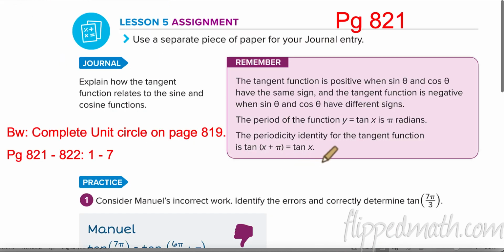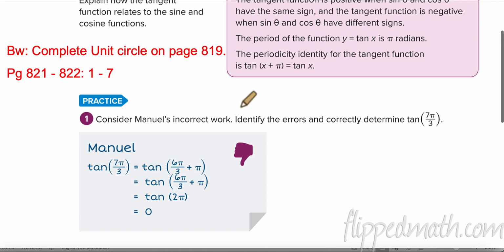All right. Page 821. There you have it. Your bookwork: complete the unit circle on page 819. We already did that. Done. It should be complete. All right. Page 821, 822, numbers 1 through 7. Hit that up right quick.